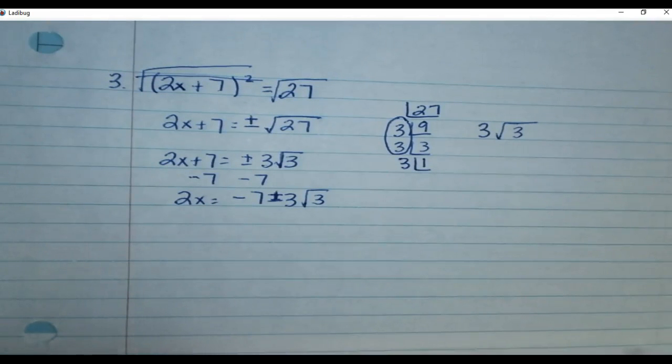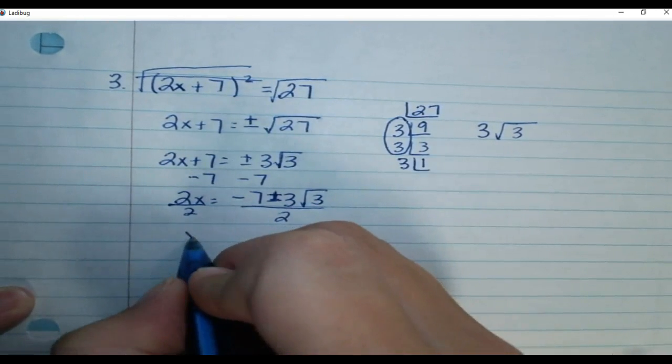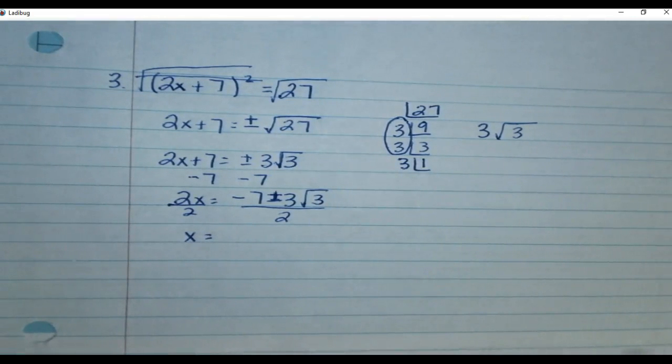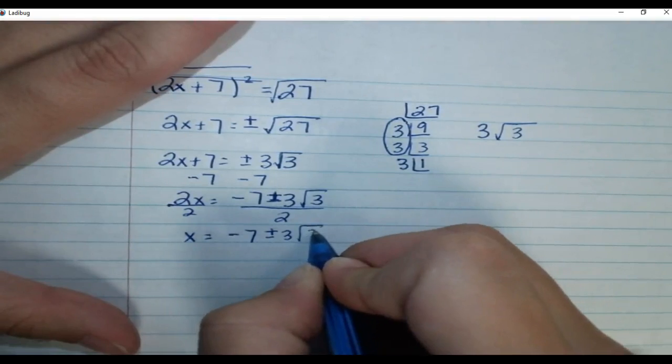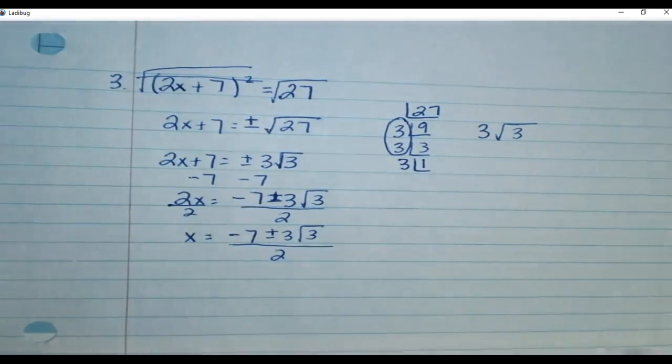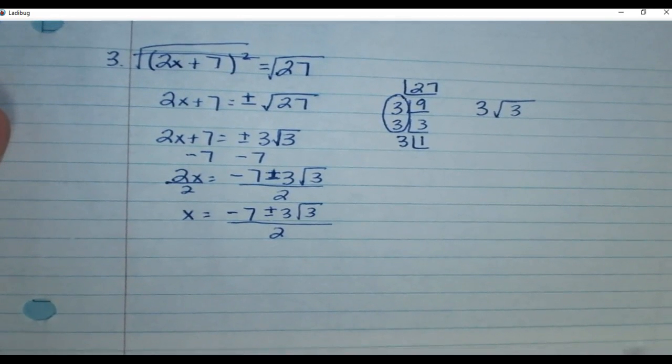And then what will be my last step? You got it, divide by 2. So now if I'm looking at this, 7 divided by 2 is a decimal, 3 divided by 2 is a decimal, so I'm just going to leave it one big fraction. So negative 7 plus or minus 3 square root 3, all over 2. And you can have i's in these problems too. I don't think we have any today, but it is possible. Questions?